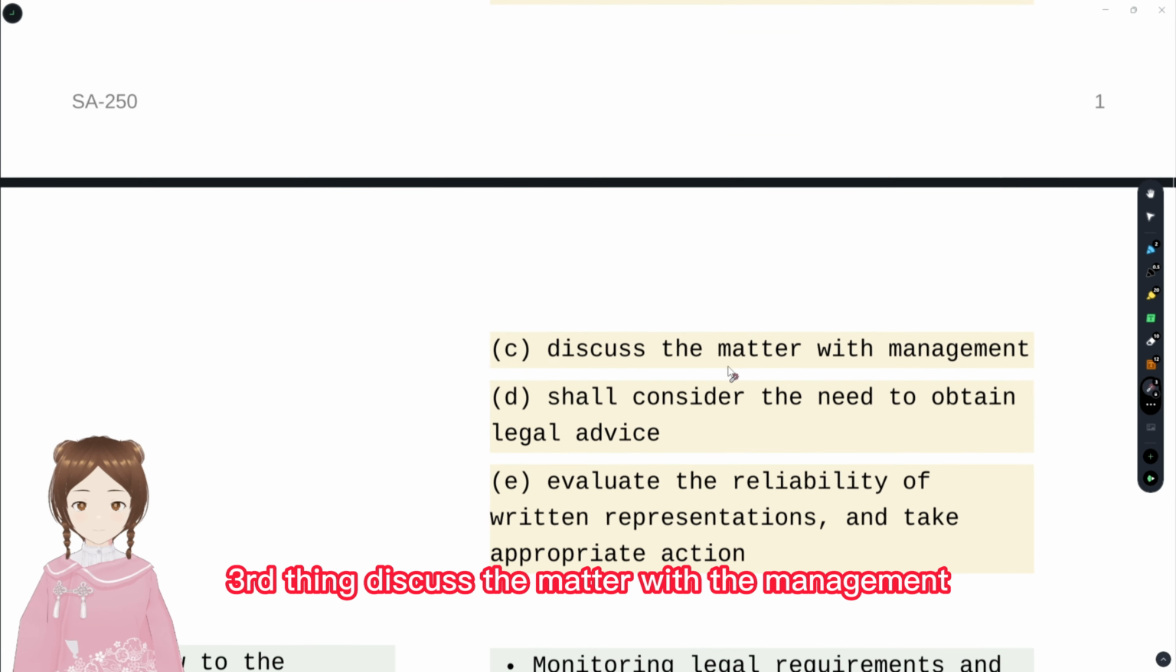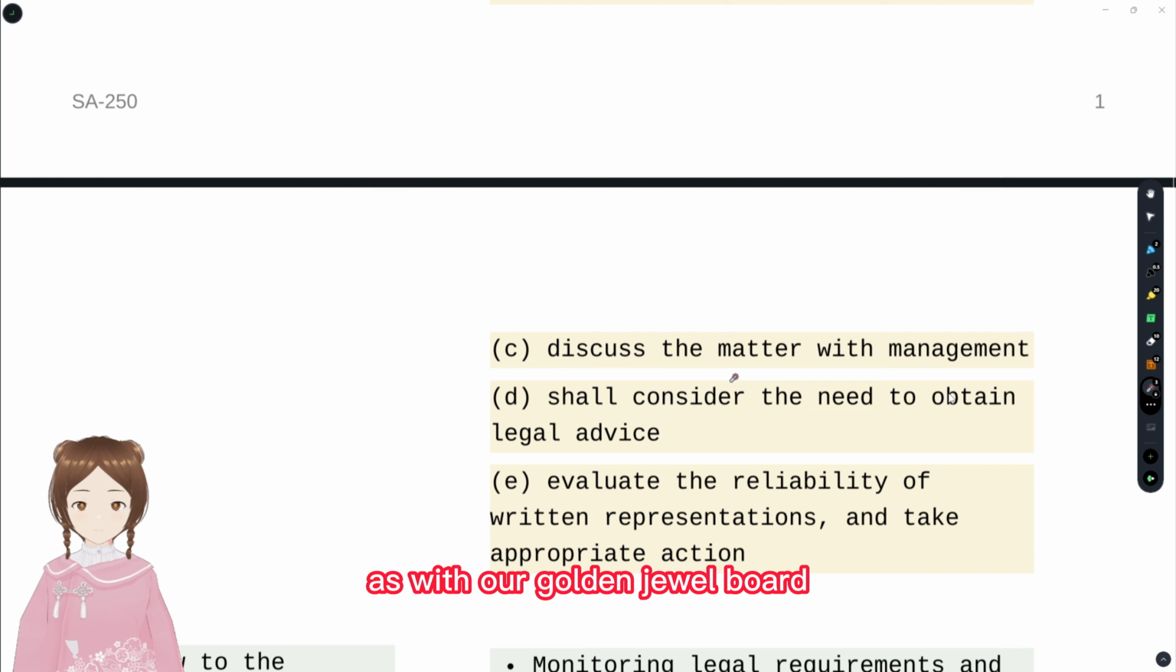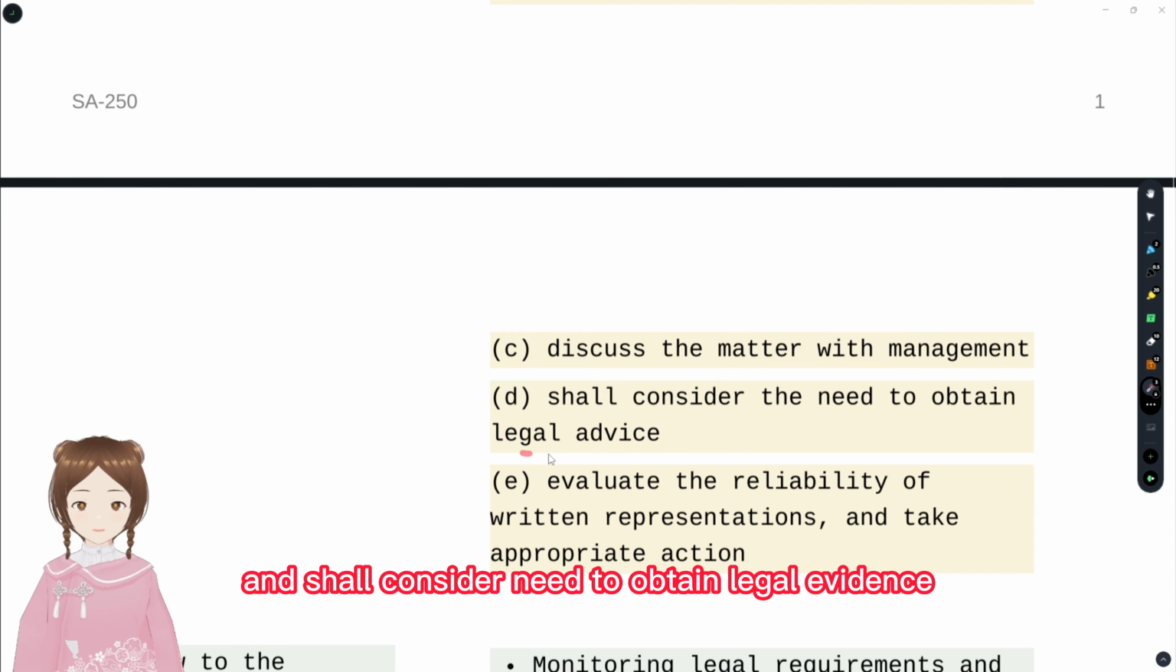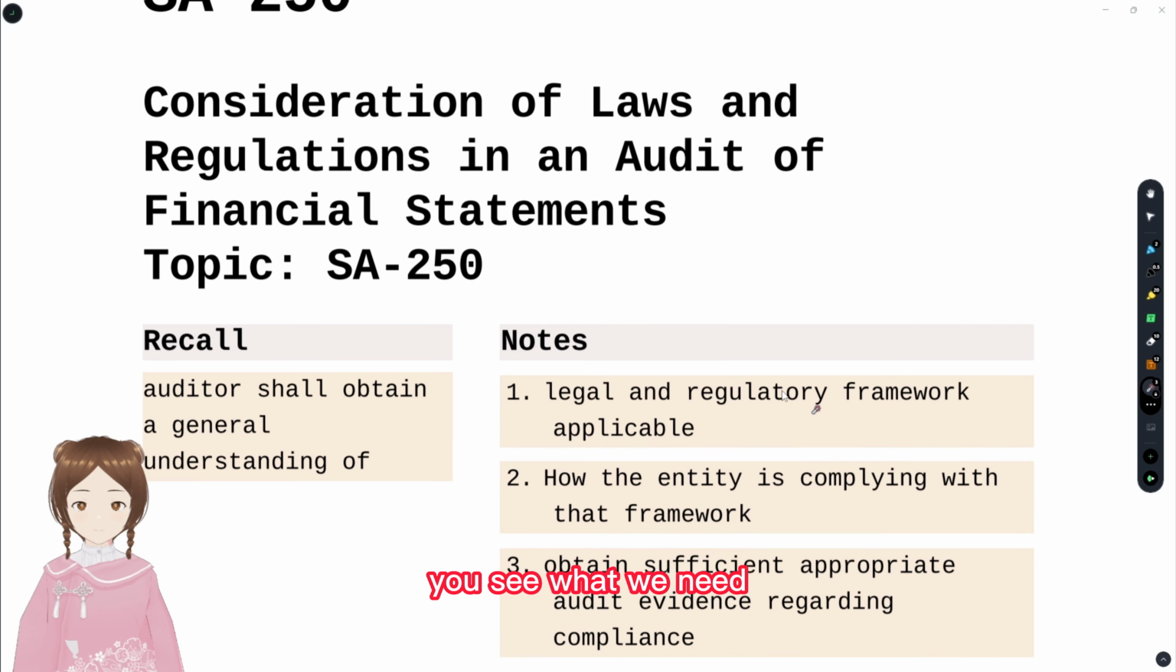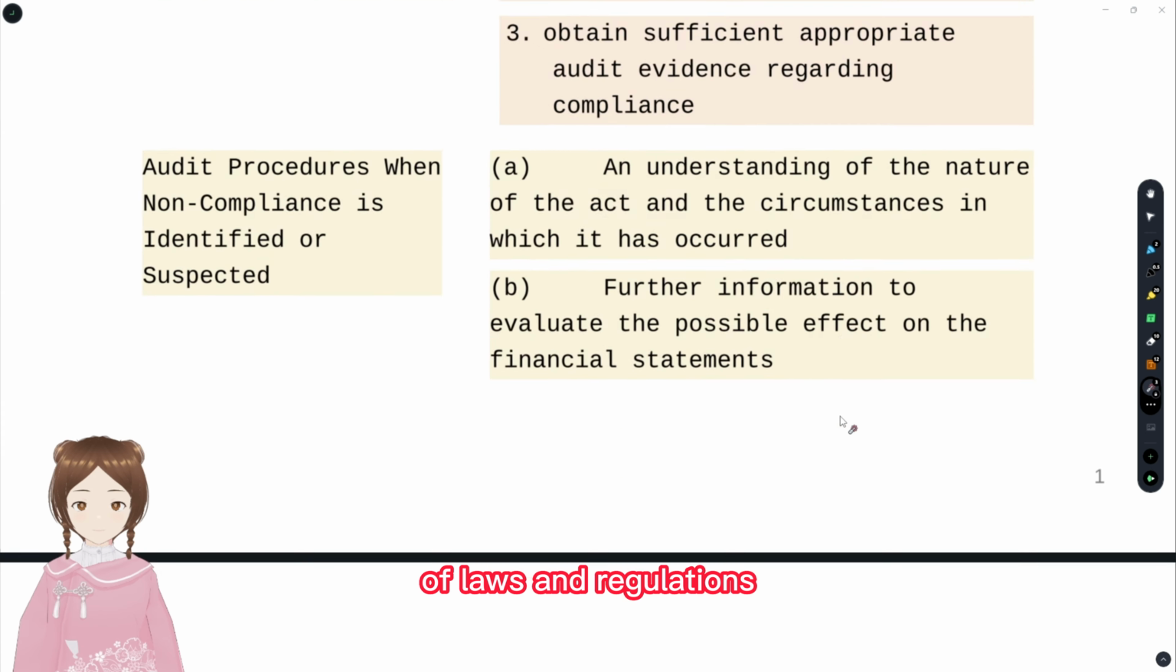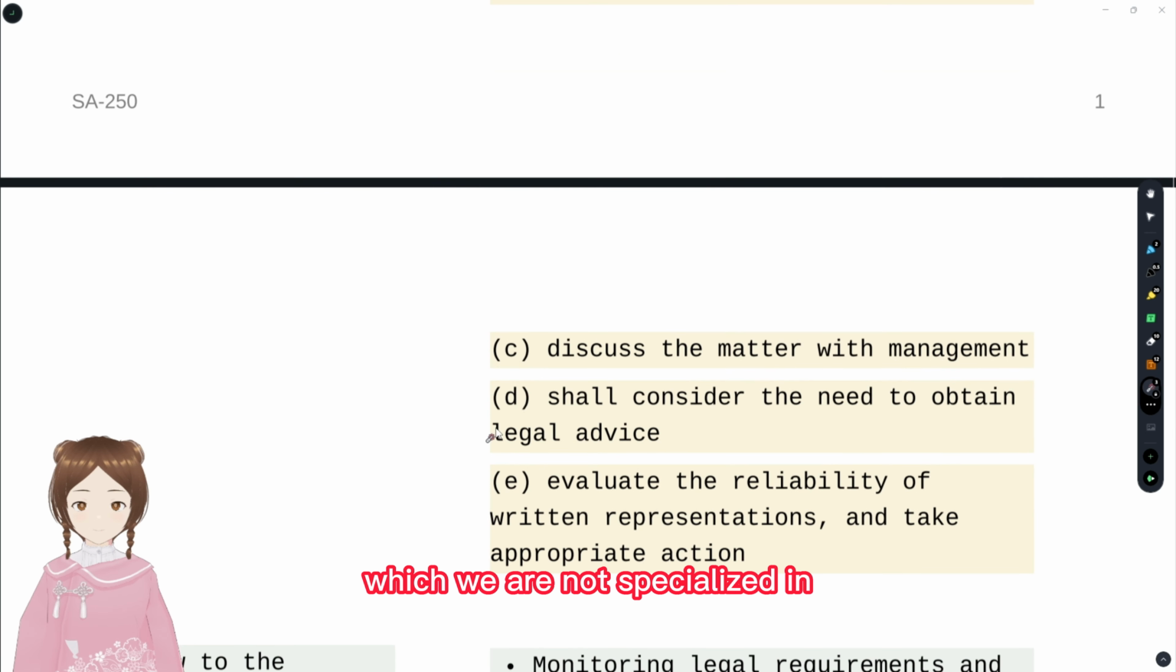Third thing, discuss the matter with the management, as with our golden rule. Whenever we find irregularity or non-compliance, we have to discuss with the management and shall consider the need to obtain legal evidence. You see, what we need is an understanding of the legal and regulatory framework, not the financial framework, which we are specialized in. We have to consider non-compliance of laws and regulations, which we are not specialized in. So we have to take legal advice, that is, the auditor's expert.